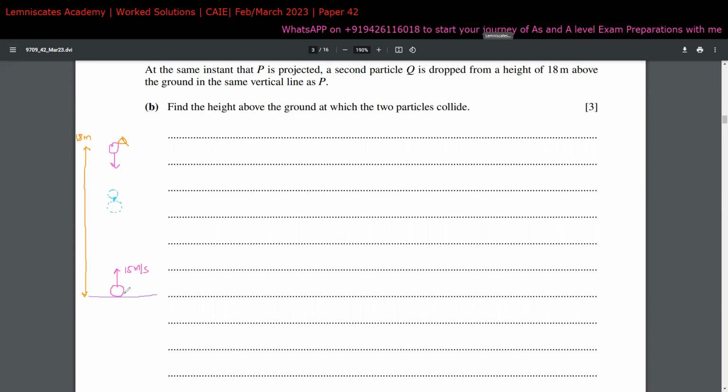So what's the distance that P has traveled? Let's call it SP. And then what's the distance that Q has traveled? Let's call it SQ.